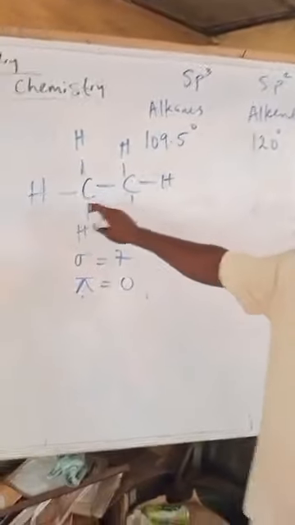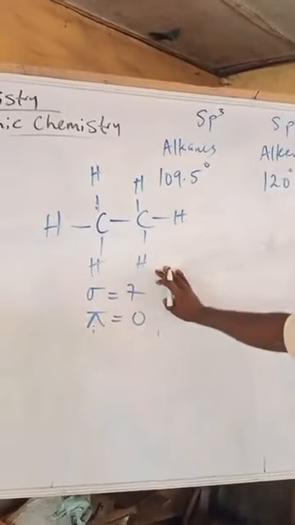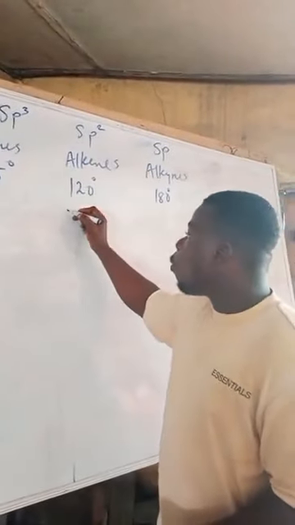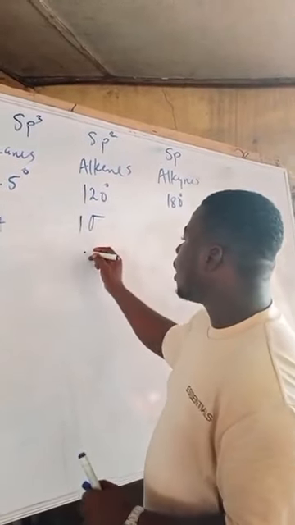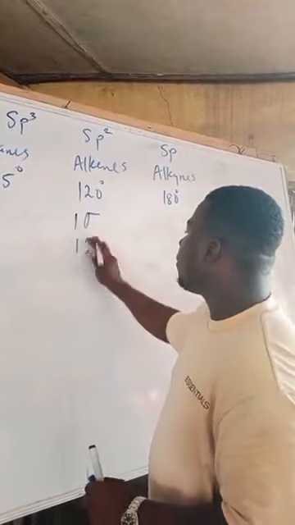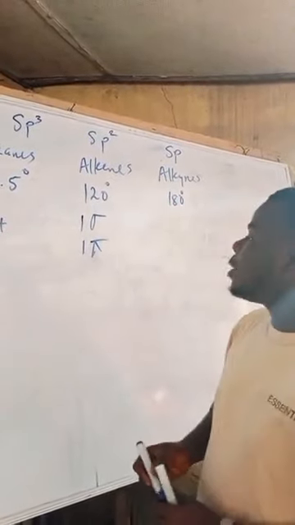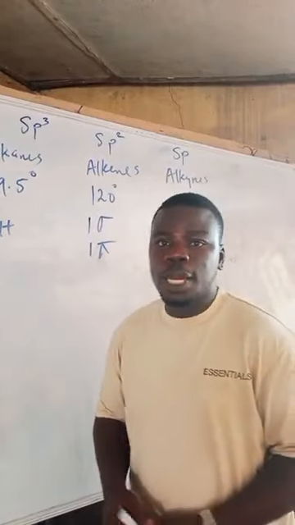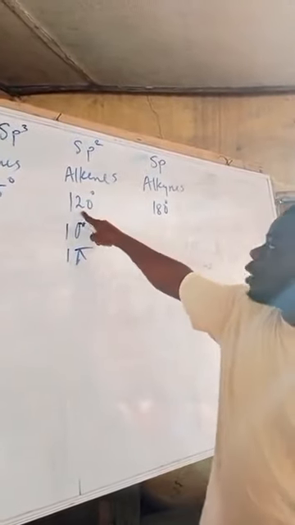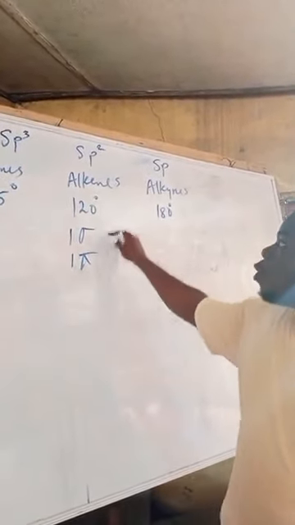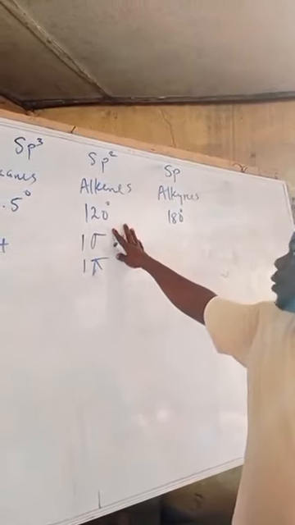Now for this compound, let's recapitulate. We have 1, 2, 3, 4, 5, 6, 7 sigma bonds and 0 pi bonds. Now note for alkenes, they have 1 sigma bond and 1 pi bond. Alkene has 1 sigma bond and 1 pi bond, right? Alkanes have 1 sigma bond and 0 pi bond. Alkene has 1 sigma bond, right, and 1 pi bond.